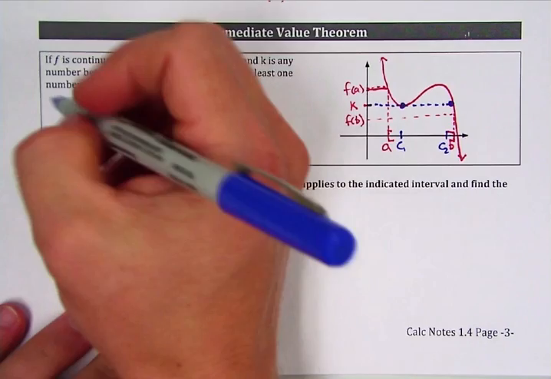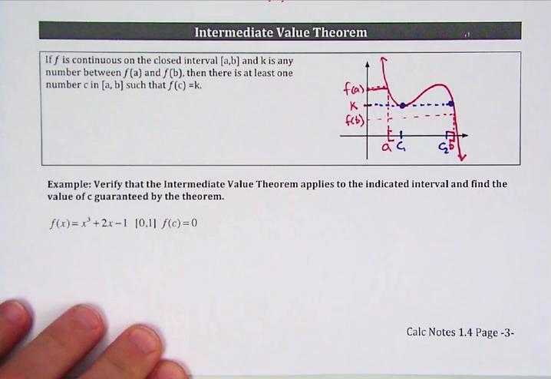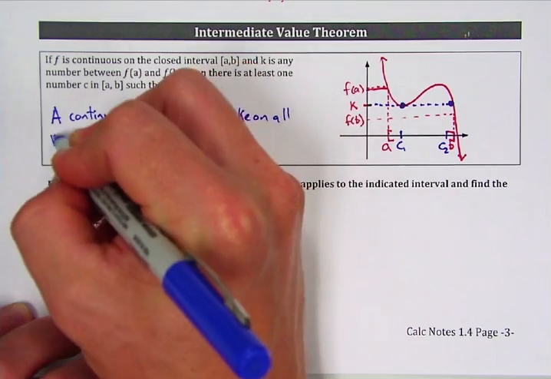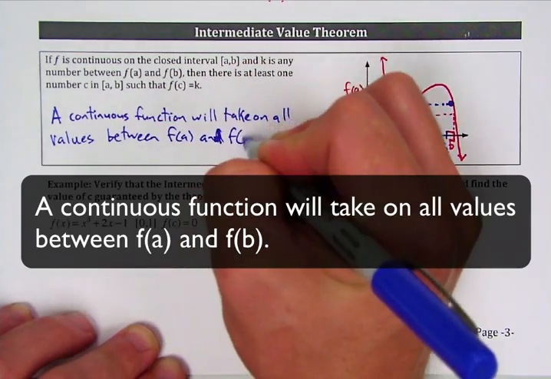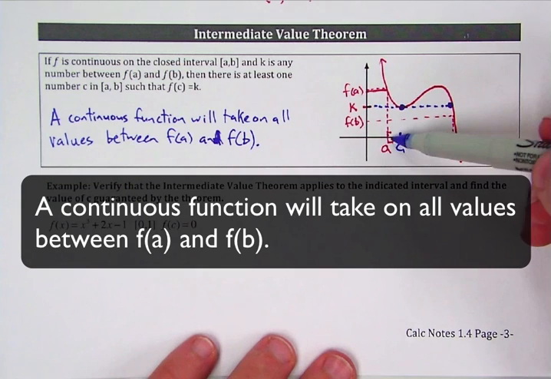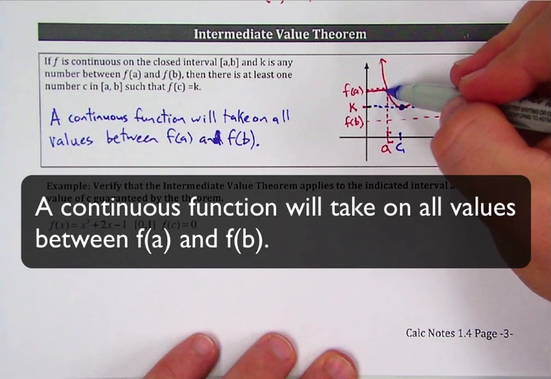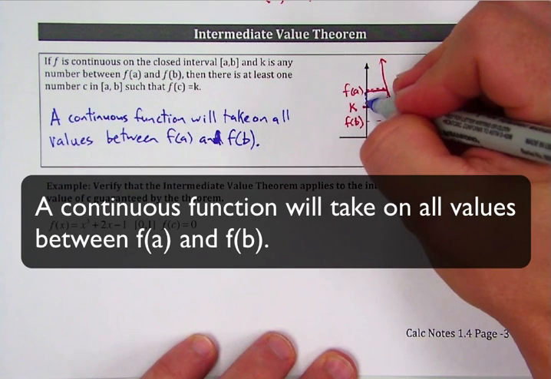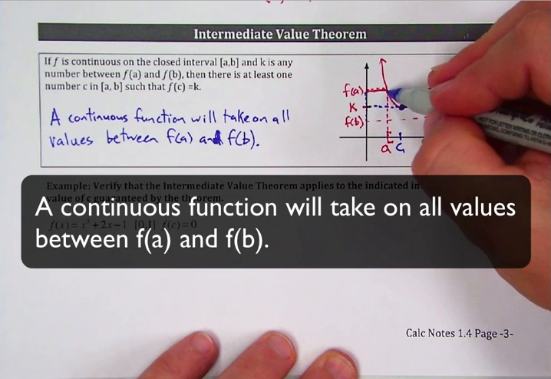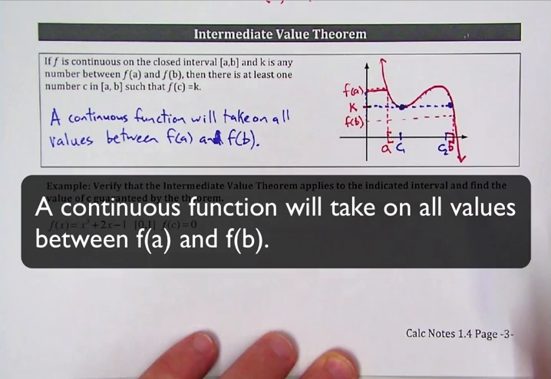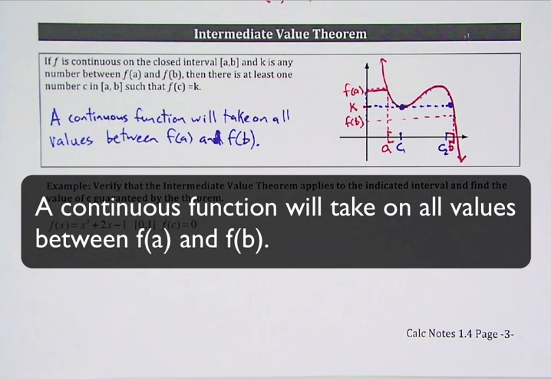So what this is really saying is a continuous function will take on all values between f of a and f of b. So again, it's just saying if we look between a and b, the function is going to take on all the possible values between f of a and f of b. So going in here, we hit every single one along the way. Okay, so if the function is continuous, we know that's true. So here's how we can apply it.